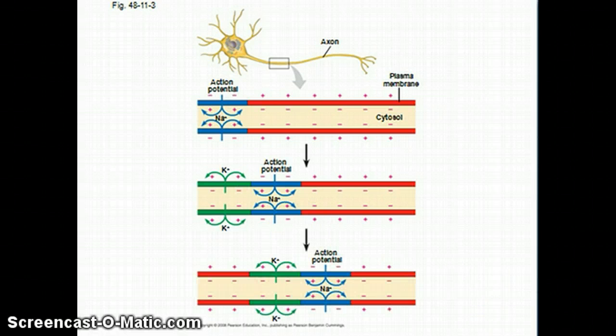And you can see this wave motion will continue all the way down the axon until we end up at the axon terminal. And you can see here, once the potassium channels have opened up, then we have the membrane and the neuron returning back to its resting state, or resting potential state.